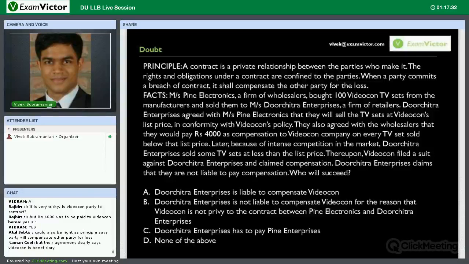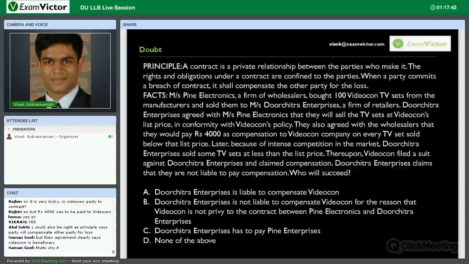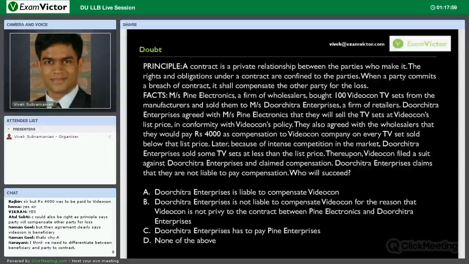Videocon here is not a party to the contract, and therefore they have no right, and no occasion to approach the court for a relief in whatsoever manner. As far as the choices are concerned, I would say that B is the better choice, which says that since Videocon is not privy to the contract, Durchitra is not liable to compensate Videocon for this reason.